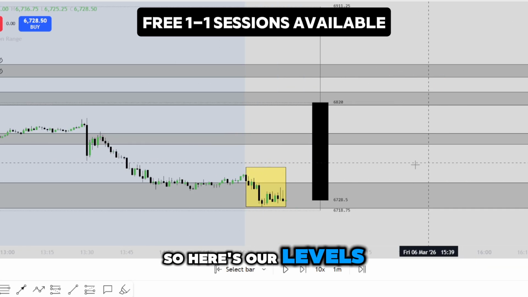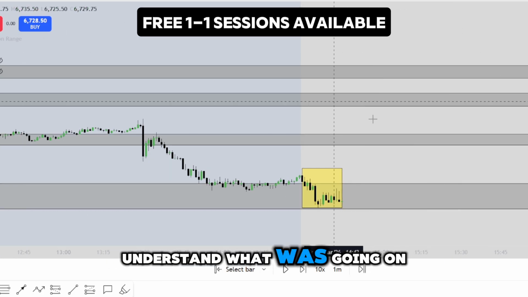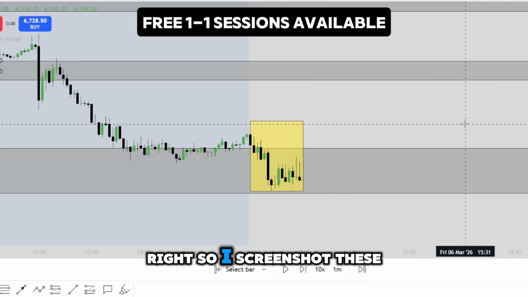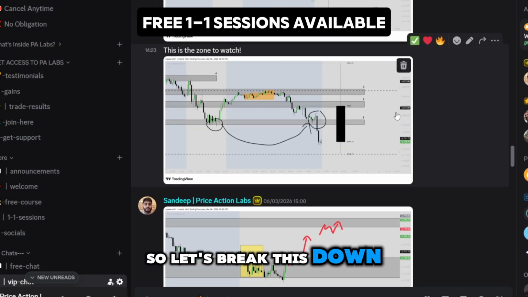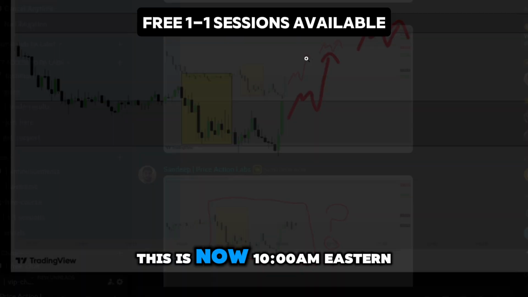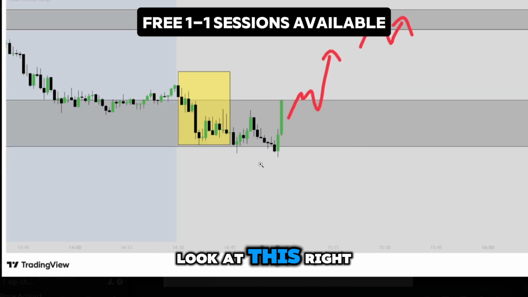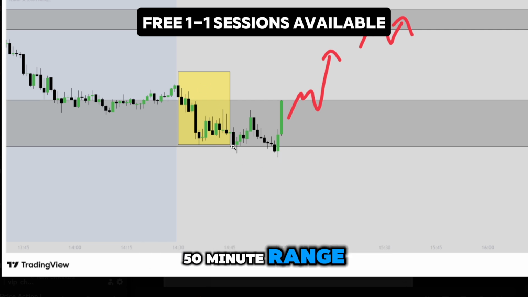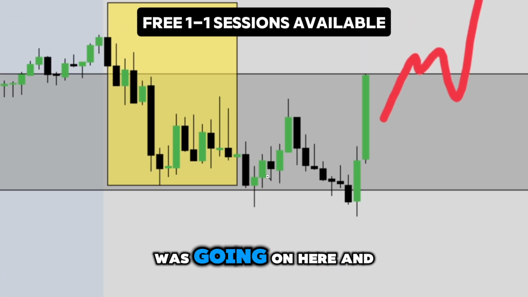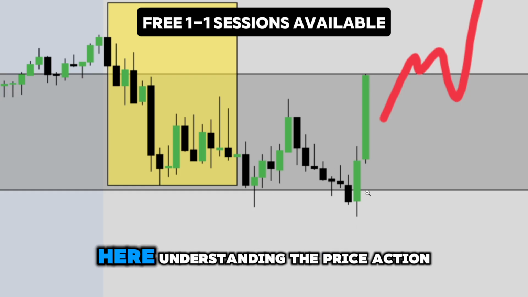So here are our levels. Now we want to try and understand what was going on in these levels, right? I screenshotted these in real time in the Discord. So let's break this down one more time. So here we are, this is now 10 a.m. Eastern. Look at this, right? Yes, we've had a slight break below this 15-minute range, but you want to understand what was going on here and what was going on here.